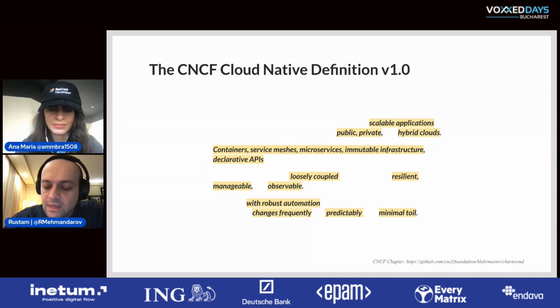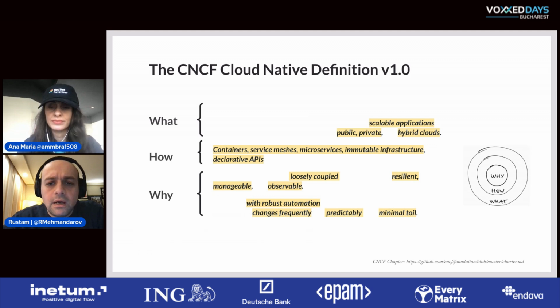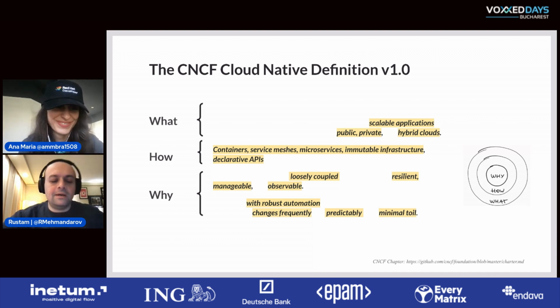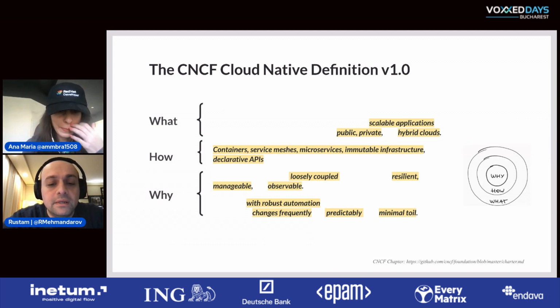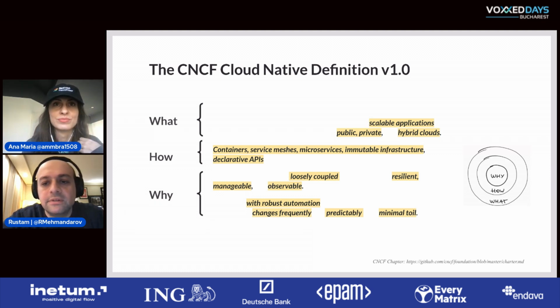To help you a bit even further, we decided to split it into three. Sorry, counting off by one errors. We have three categories: what, how, and why. So what are we going to build? Well, we're going to be building scalable applications on public, private, and hybrid clouds, or one of them. Depends. How are we going to do that?